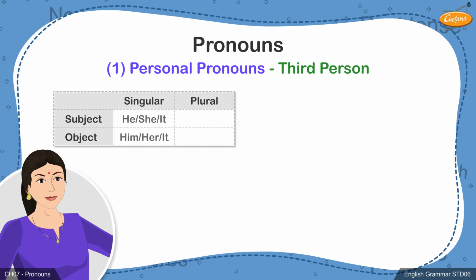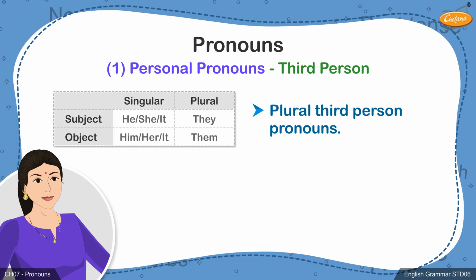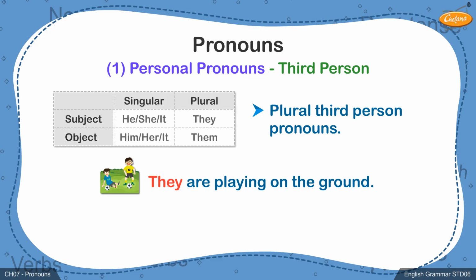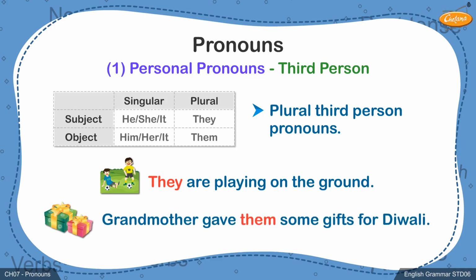On the other hand, they, them are plural third-person pronouns. They are playing on the ground. Grandmother gave them some gifts for Diwali.